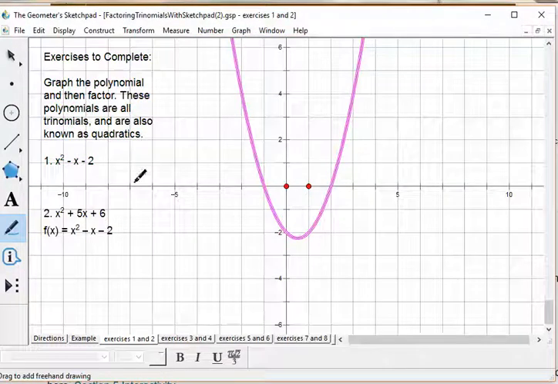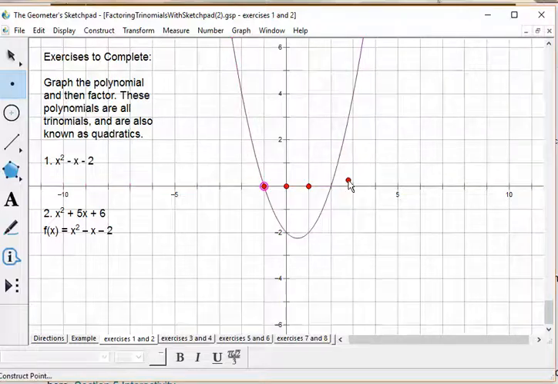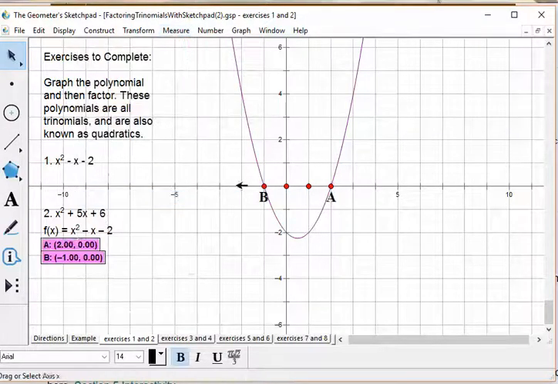And then we need to find the points where it crosses the x-axis. So you can grab your point tool and make sure it's right. Oh, see, did you see it turn color there? And then I need one over here. There we go. And now I can tell that those are at the points 2 and -1. But if I want to double check, I can measure those points. Yep, 2 and -1.